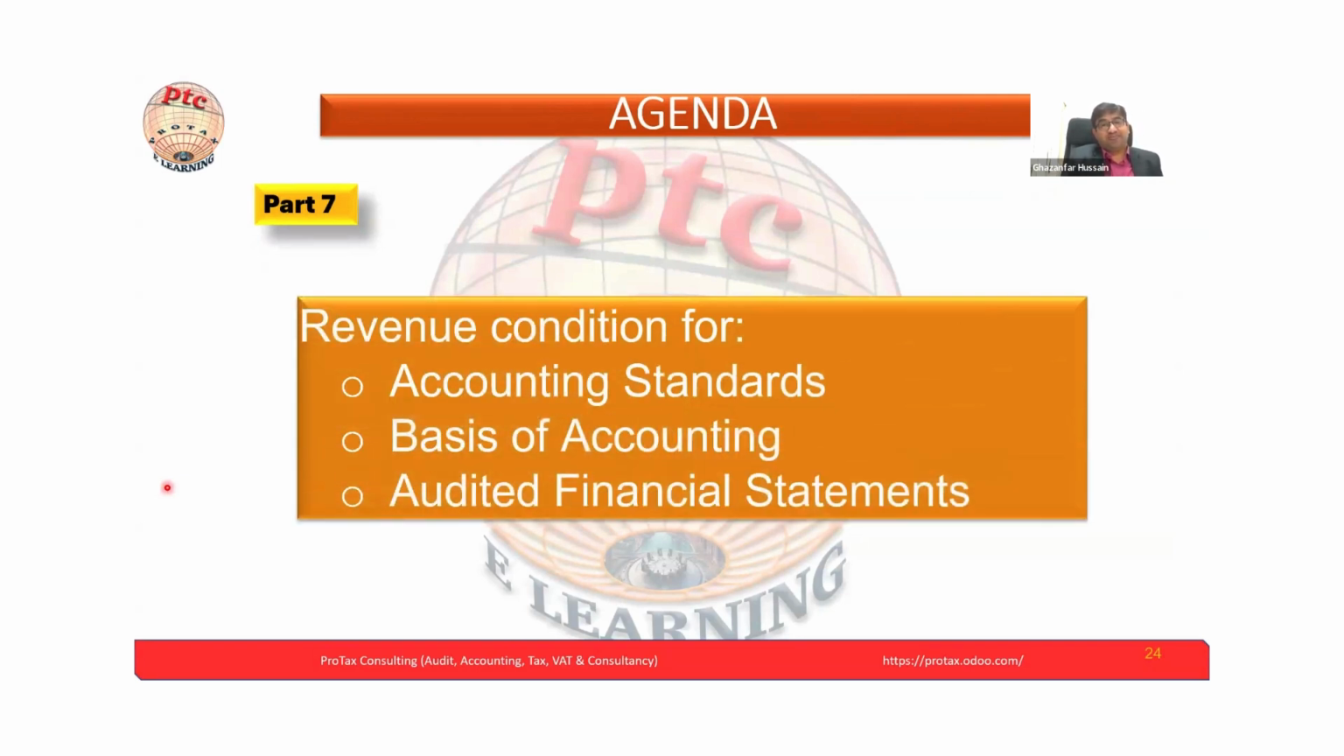Part number 7 is revenue recognition, or revenue condition. What is the importance of the revenue condition? When we talk about the revenue condition, we commonly ask how much revenue you have, whether 1 million, 10 million, 50 million, or 100 million.